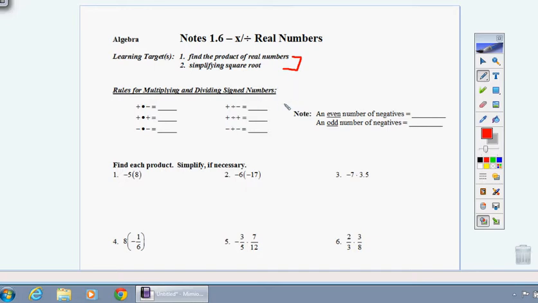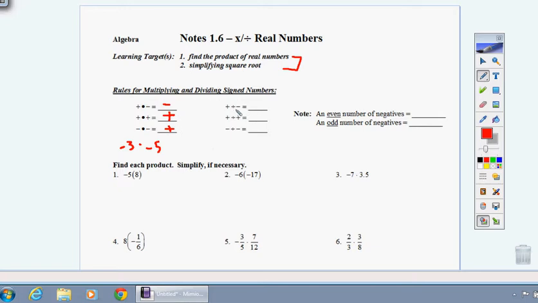So let's quickly go over some things that you've probably talked about before. If I have a positive number multiplied by a negative number, my answer is always going to be negative. If I have a positive number multiplied by a positive number, my answer is always going to be positive. What about a negative times a negative? What's negative 3 times negative 5? Well, a negative times a negative is always going to be positive.